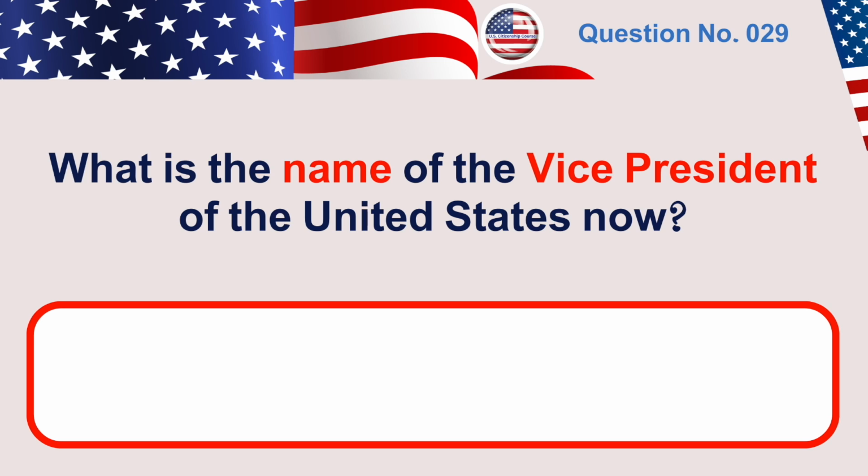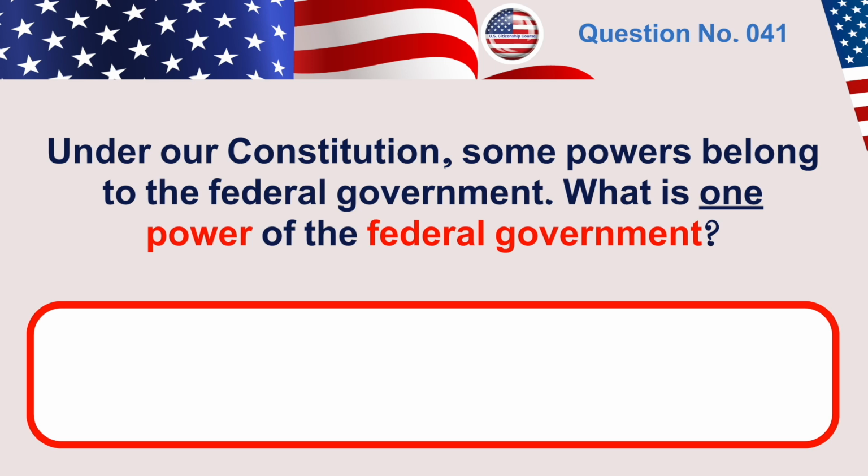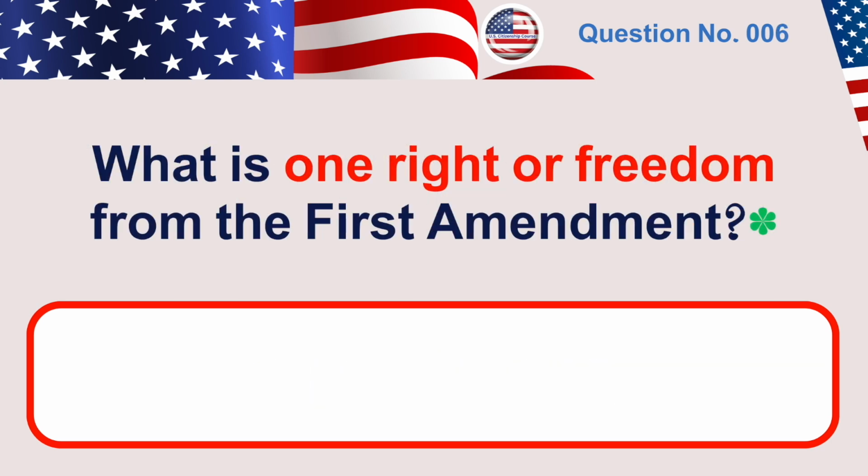What is the name of the Vice President of the United States now? J.D. Vance. Under our Constitution, some powers belong to the federal government. What is one power of the federal government? To print money. What is one right or freedom from the First Amendment? Speech.